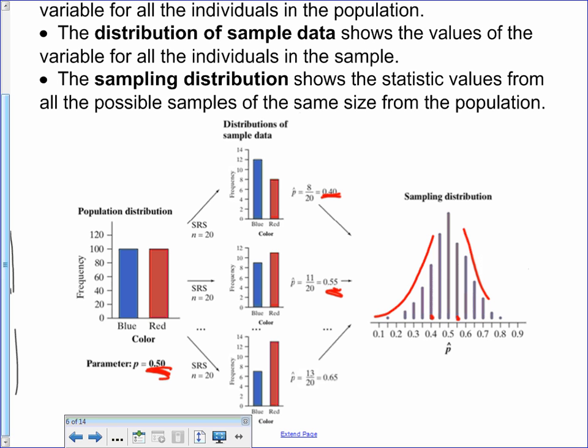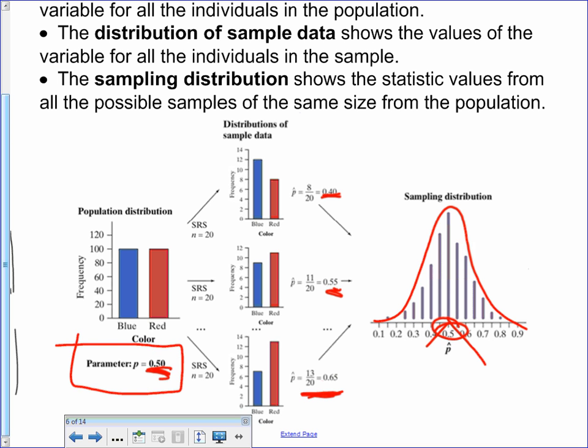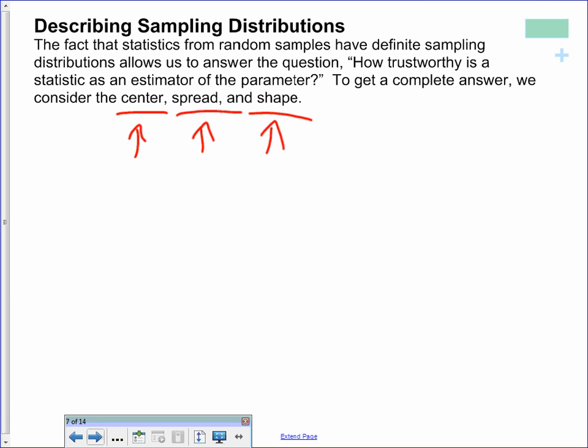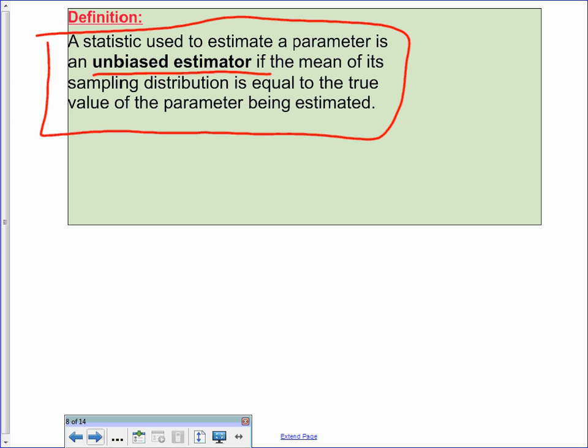So I put a dot at 0.55. Then I draw another sample for p hat and I put a dot at 0.65. And we keep doing this again and again. And we eventually get the shape you see here. So let's describe this. This is a symmetric curve, maybe even approximately normal, but the center is definitely 0.5, which was the value of the parameter. So the center of the distribution is the same as the true value of the parameter. Therefore, this is an unbiased estimator.